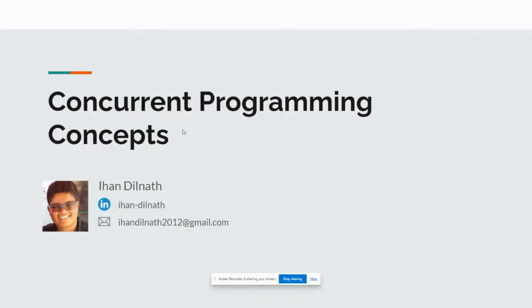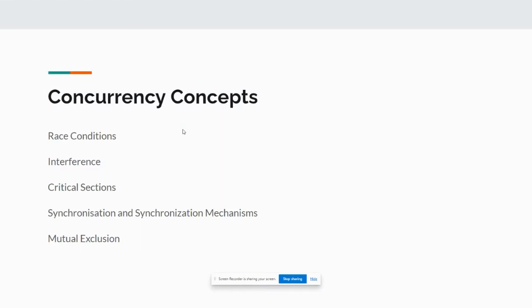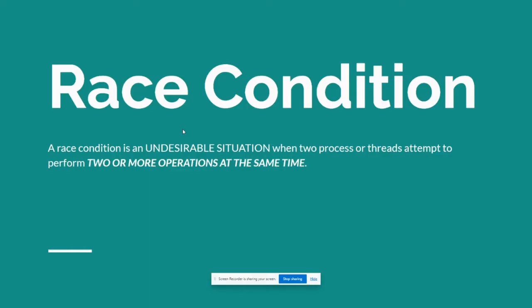Alright, so in this presentation, I'm going to be covering some of the concurrency concepts. The concurrency concepts that I'll be covering are race conditions, interference, critical sections, synchronization and synchronization mechanisms, and mutual exclusions. So let us first take a look at race conditions.